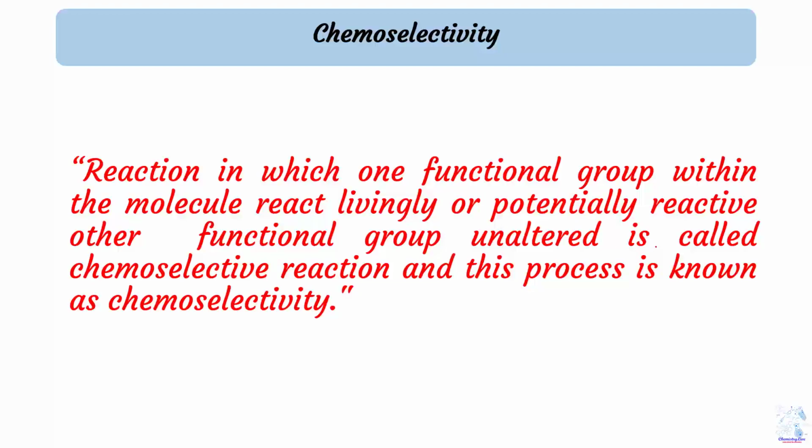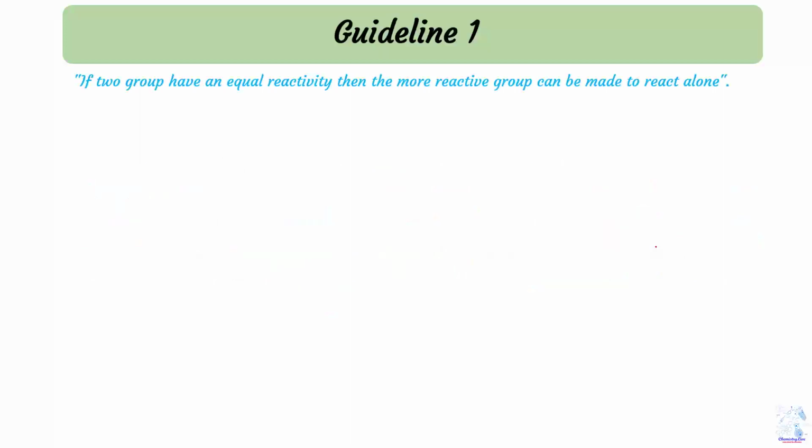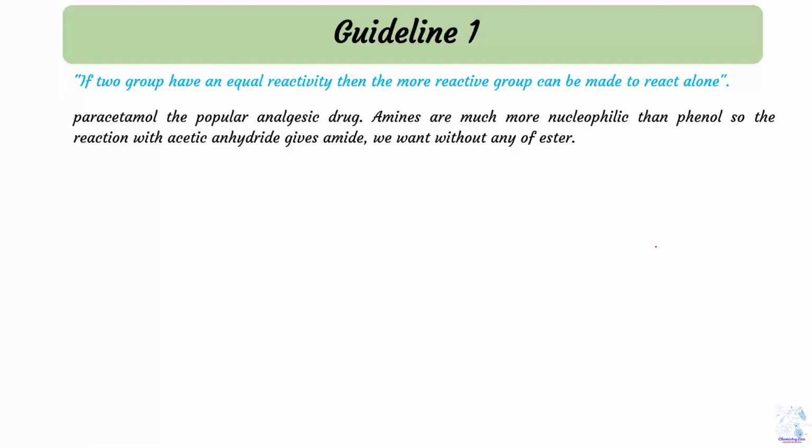Now we will switch to the first guideline. Guideline 1: if two groups have unequal reactivity, then the more reactive group can be made to react alone. To understand the guideline, we have to take one example. The example is paracetamol, which is a popular analgesic drug.